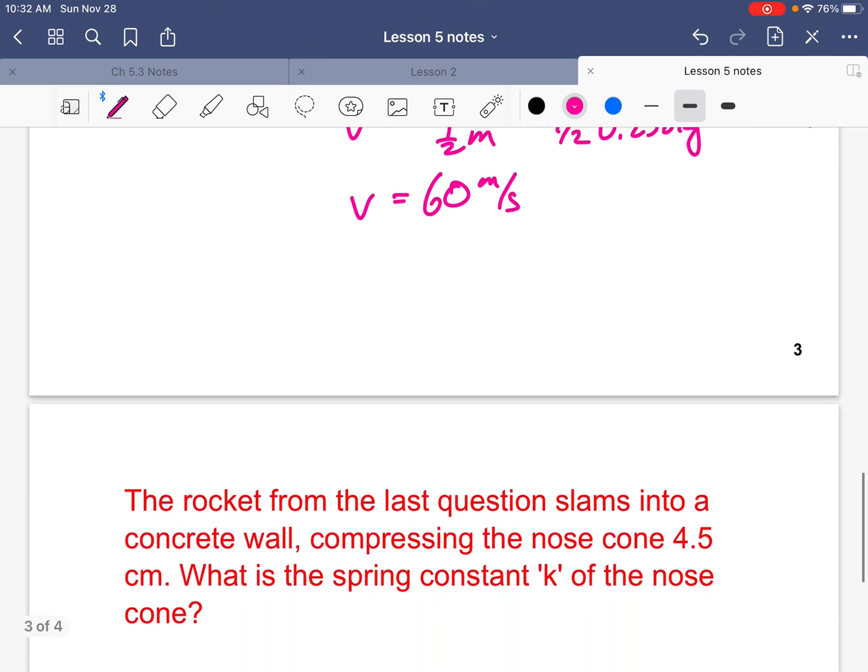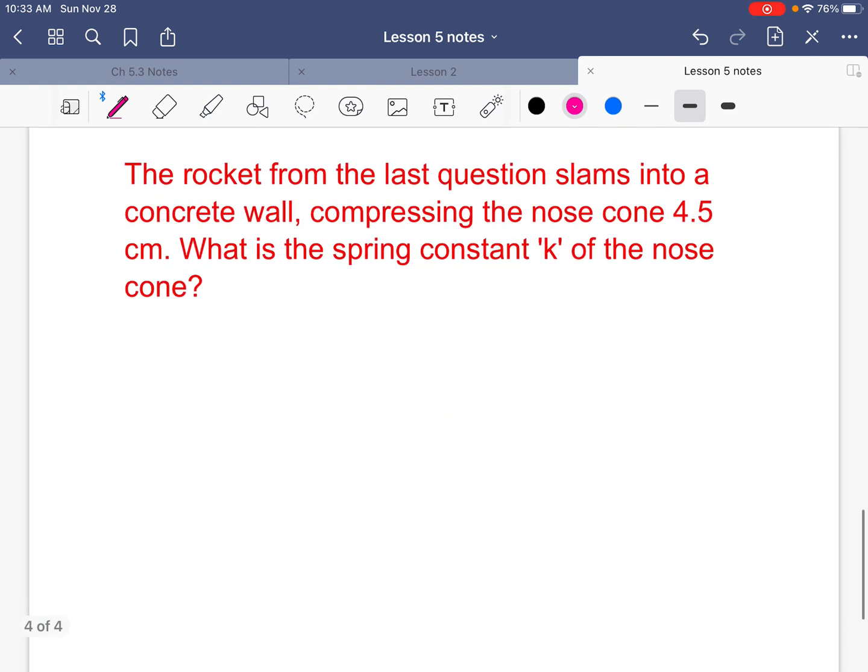This is what I need you to be able to do. Now, last question, just to confuse you. The rocket from the last question slams into a concrete wall, compressing the nose cone 4.5 centimeters. What's the spring constant k of the nose cone? Well, here, you have to go, what the heck, springs? Yes, we talked about it earlier. I expect you remember it.